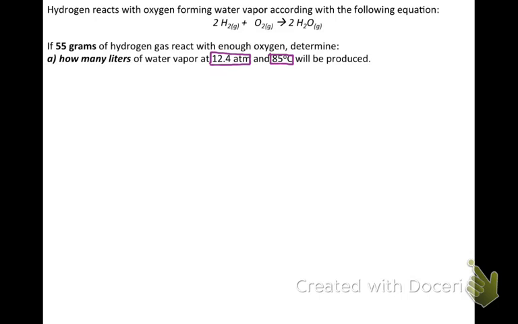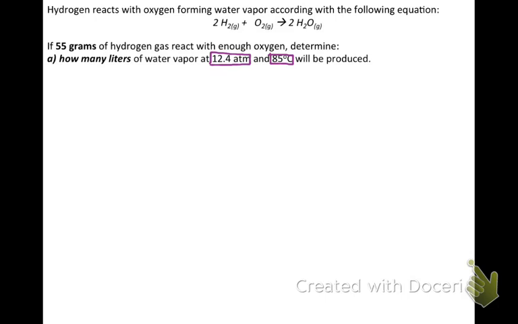As this problem is starting with grams, first we need to do the stoichiometry part of the problem to transform the grams of hydrogen into moles of water, and then once we have the moles of water vapor, we can use the ideal gas formula to transform it into liters. So let's start with hydrogen grams.